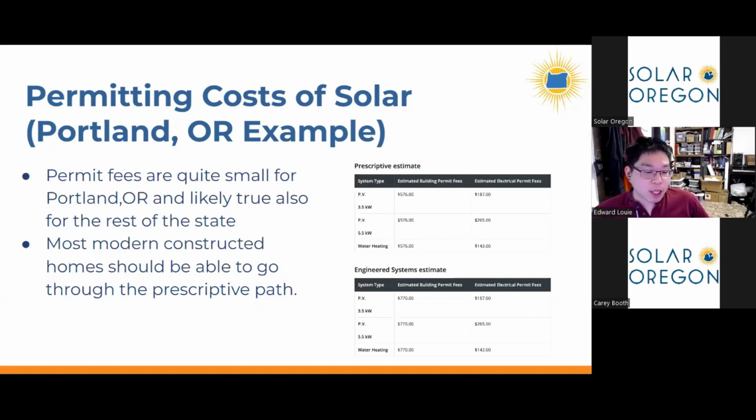It may be in some states, but luckily in Portland, Oregon, the Bureau of Development Services has been quite nice to us with very modest and low permitting costs for solar. Here are some of the example costs for the permits for the 3.5 and 5.5 kilowatt system. And then they have different fees for engineered systems versus prescriptive systems. If you have a somewhat modern house that has trusses in the roof, you should be able to use the prescriptive path. So yeah, that's the story of that.